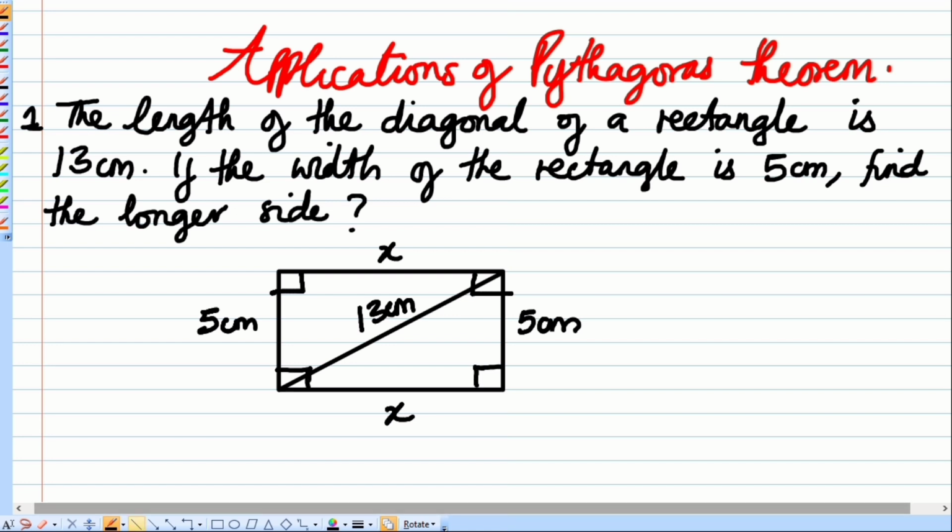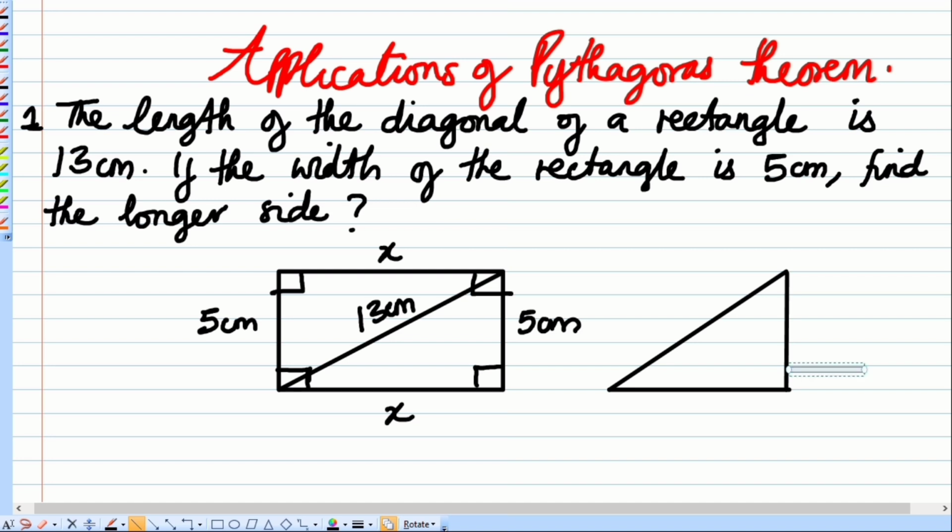So I'm just going to bring out this triangle. All right, so we have something like this. This is what we have, for simplicity. So you see, that's what we have there. And then this is our right angle. So let me put the right angle.